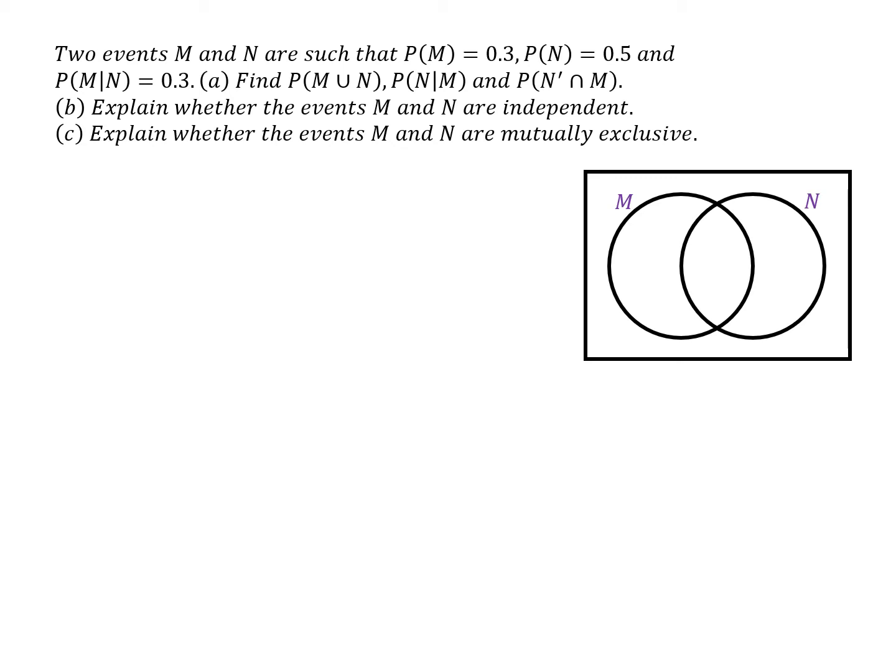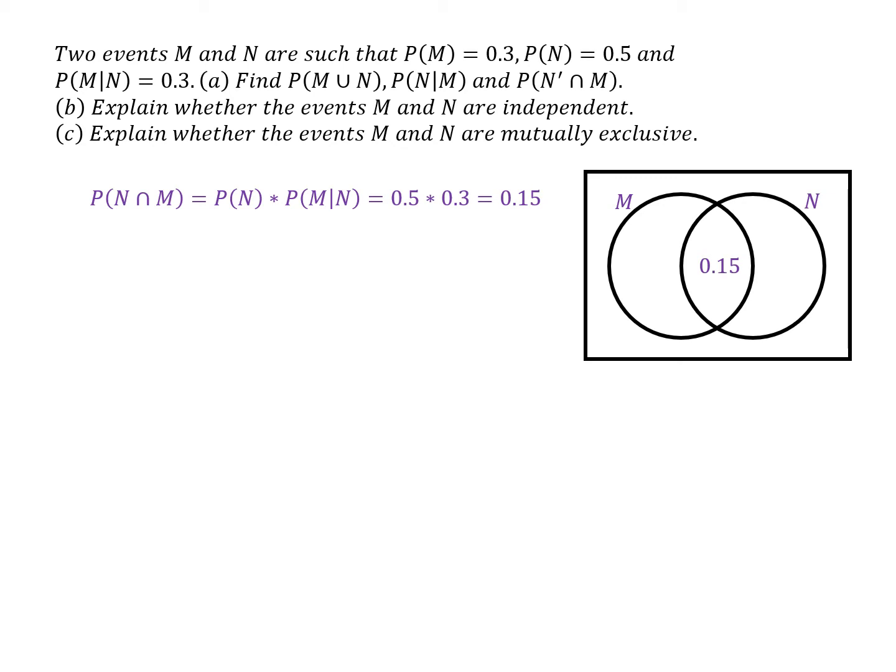And the calculation we can do is to use the formula for conditional probability to work out the probability of N and M. So that's the probability of N times the probability of M given N, and that's 0.15. So that's the probability of N and M. That's this bit in the middle. So that figure is 0.15.